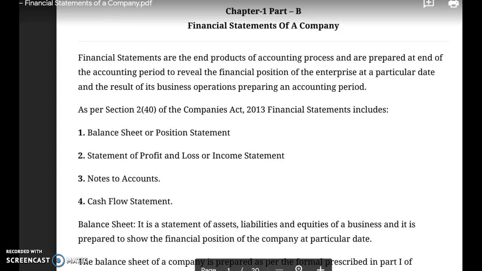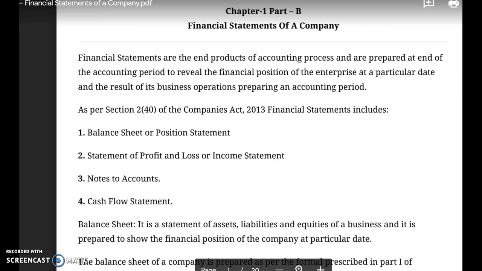Earlier, the cash flow statement was not part of the financial statements, but with the amended Act of 2013, subsection 40 under Section 2, the cash flow statement is also regarded as part of the financial statements. Now here we have to understand these 4 important types of statements, the notes to accounts, and what type of question will come in the examination. It is important to understand.